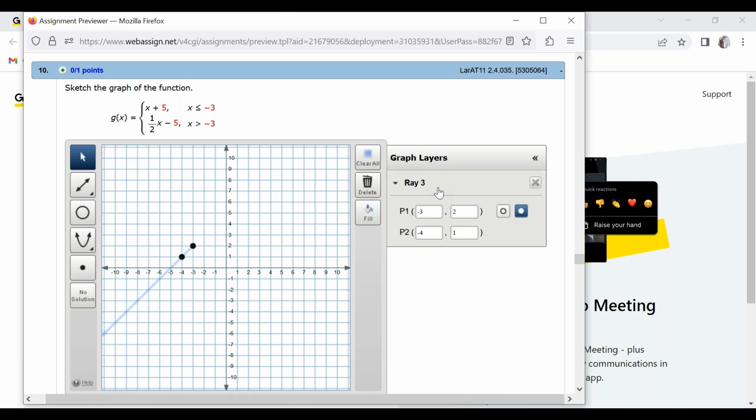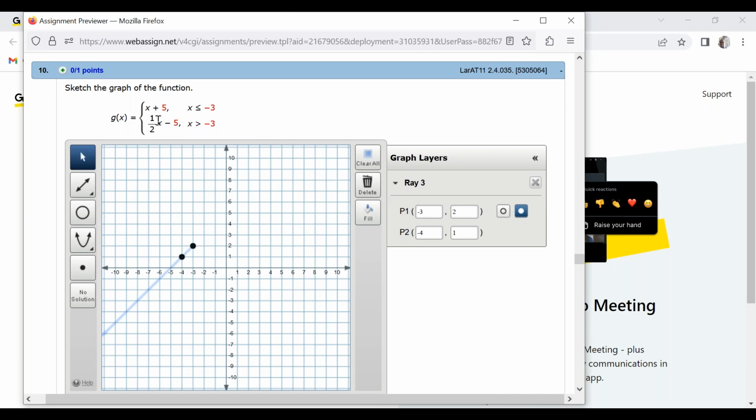I can check those values and make sure they're right. So I want it to be at -3 and +2, and then I also wanted it to be at -4 and 1. So that looks great, and I'm going to leave that as a closed circle. And so now I have to do that same process again for the right-hand side of this graph, again starting at -3, but this time I'm going to have to change that to an open circle, which, when I do it, it'll just be clicking that button right there.